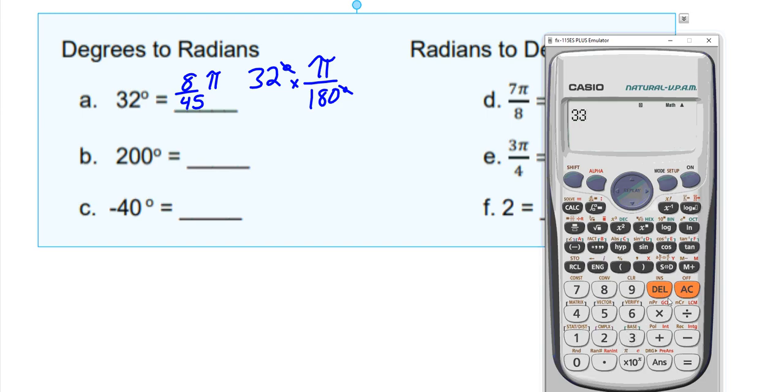32 times, we'll put a 1 there in its place, the 180. See, 1 took the place of pi. We'll add pi back in a second. Hit enter, and reduce it to 8 over 45, and then we'll just throw the pi on. Okay.